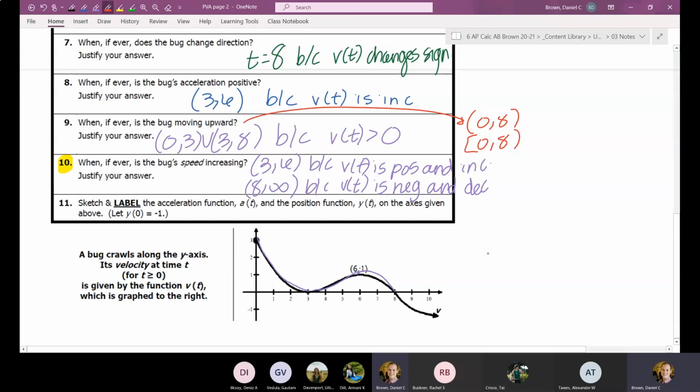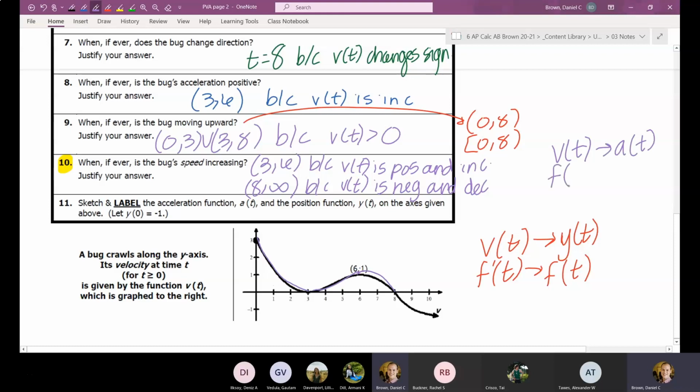In this one, they give you v of t. If you have the velocity and you're trying to draw the position equation, that is the same thing as what we did back in unit 2, going from the first derivative to the original function. Likewise, if I flip that around and go from velocity to acceleration, that will be like going from the original to the derivative. Ask me if you have more questions on that.